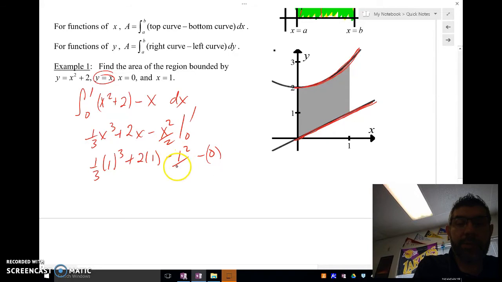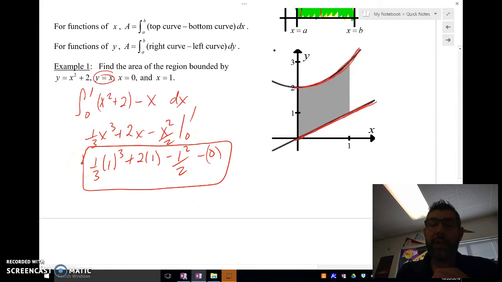Oops, I forgot to divide this one by 2. Sorry, x squared over 2. All right, and then you know what? This is a good enough answer for us. We don't have to simplify on the AP exam, so we'll just leave it like that. But if you want to simplify, you can.